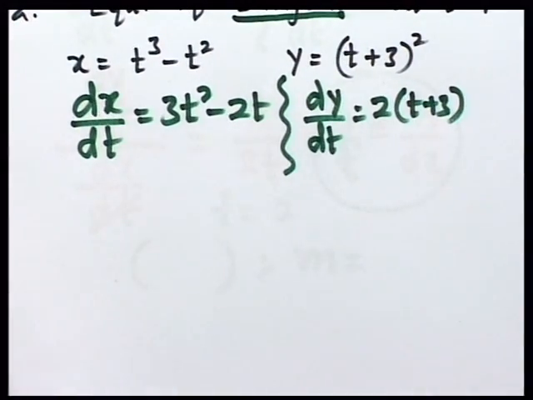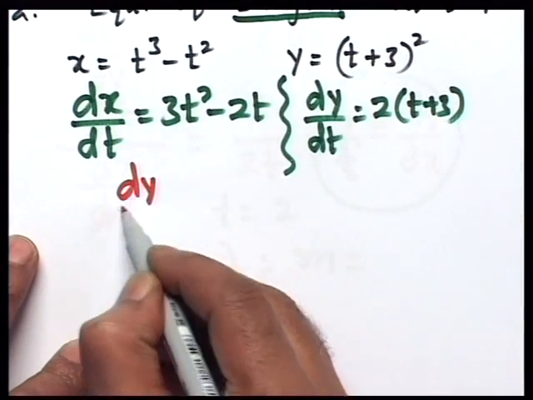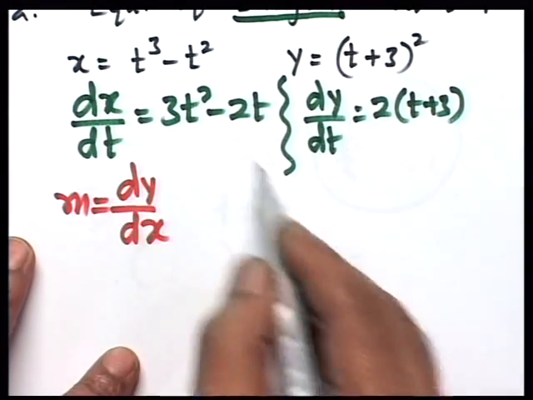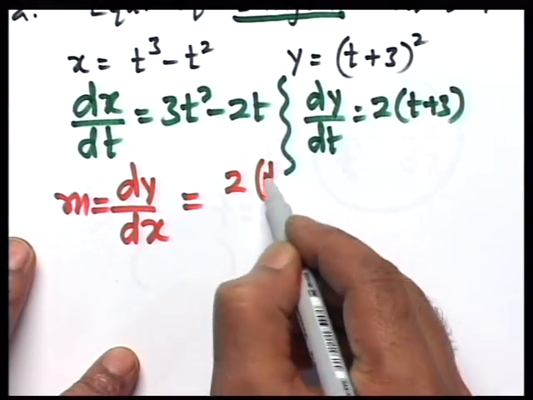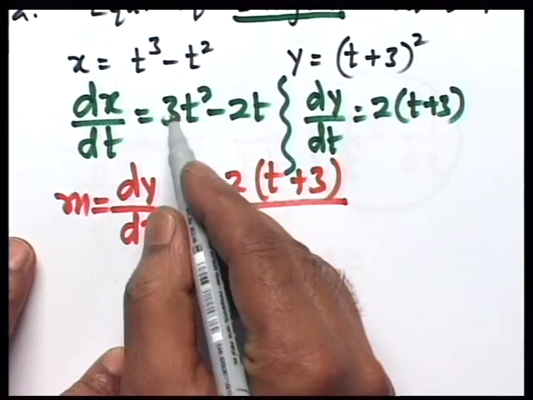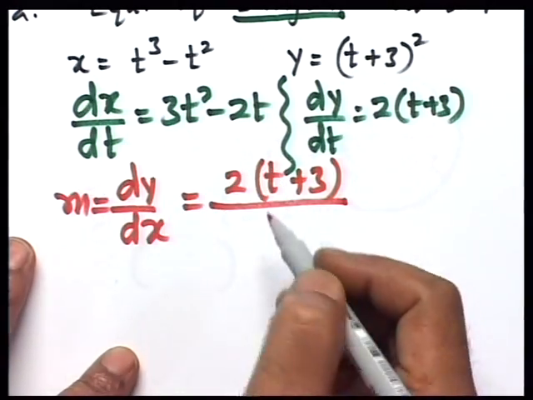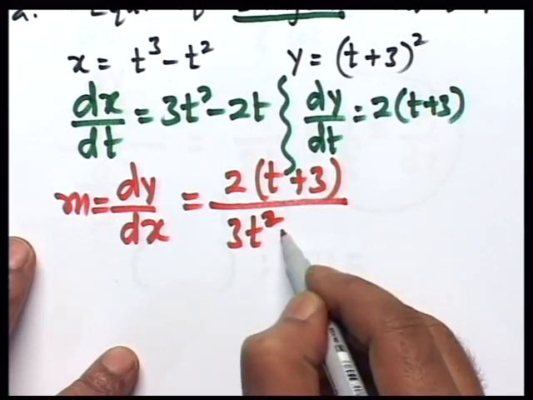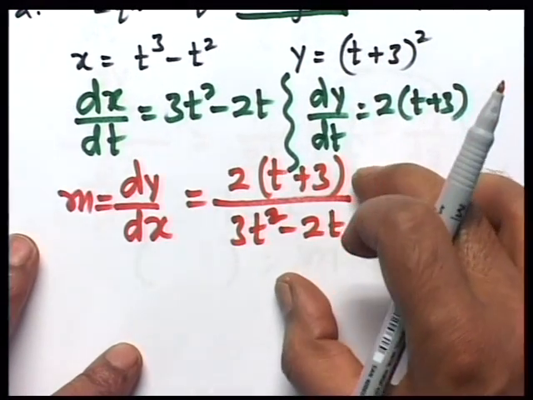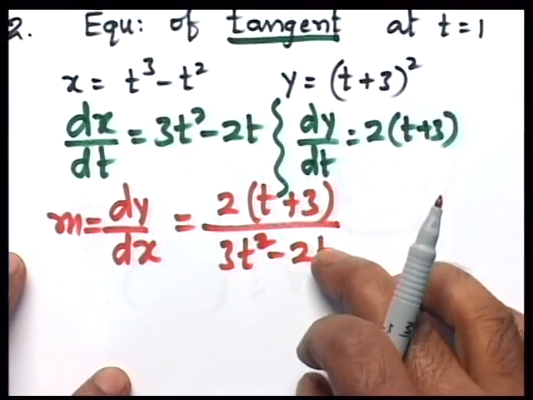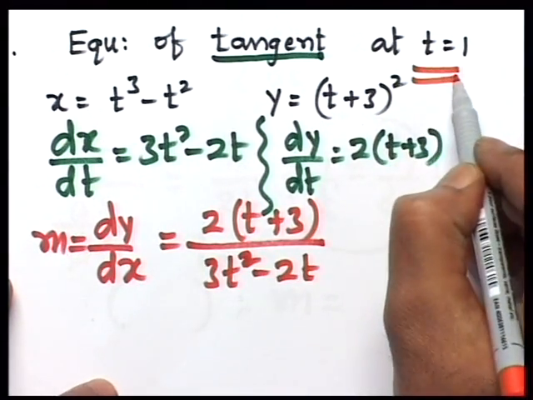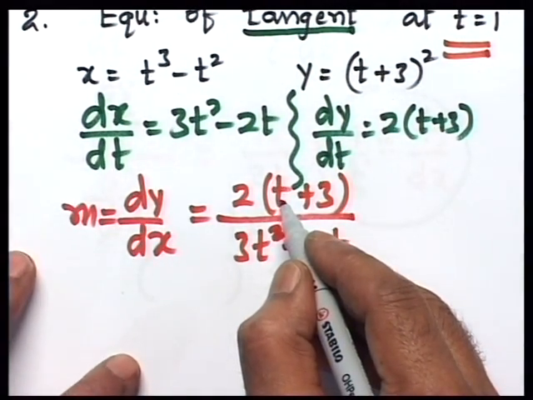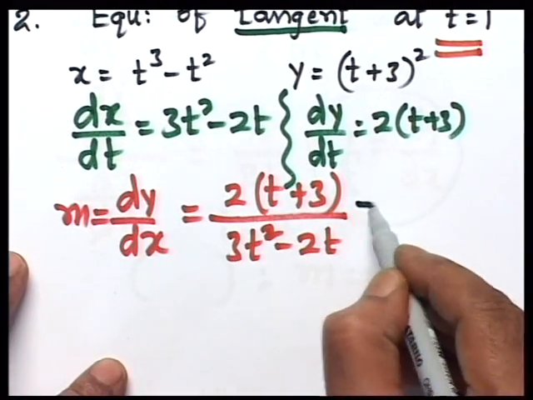Then we are supposed to write dy over dx, please. That's the gradient we need, m, right? This divided by that. So it's 2 bracket t plus 3 divided by 3t square minus 2t. If I take a t common, it's of no use. So let's write 3t square minus 2t. That's the gradient in terms of t. We are supposed to find the equation of the tangent at t equals 1. So if you substitute t as 1 here, we will get the gradient. So let's substitute 1 there.